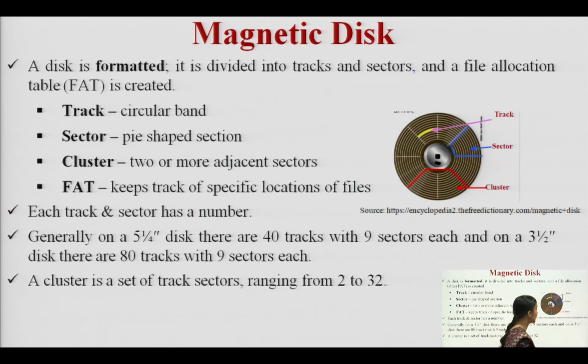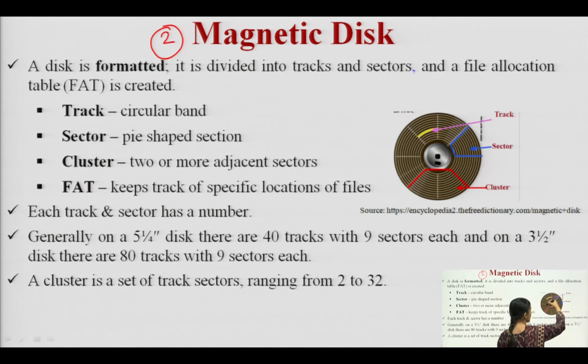Then the second device is the magnetic disc. This disc is formatted, divided into tracks and sectors, and a file allocation table, that is FAT, is created for every disc. Here we can see from the diagram, this is our magnetic disc that is divided into different sectors.